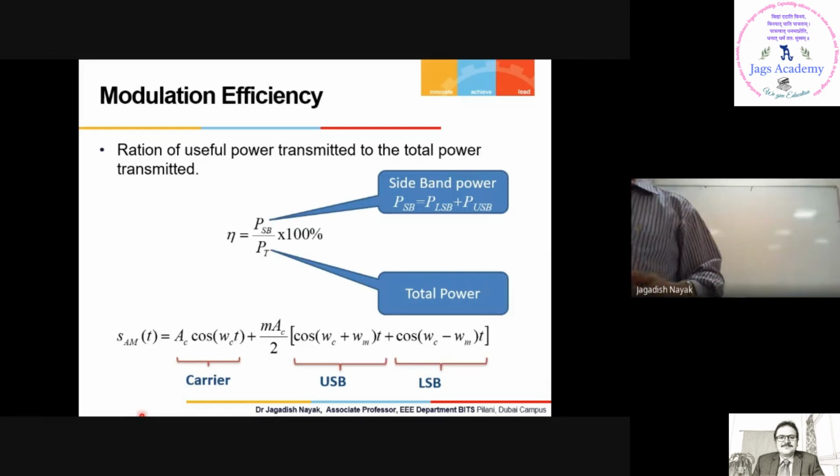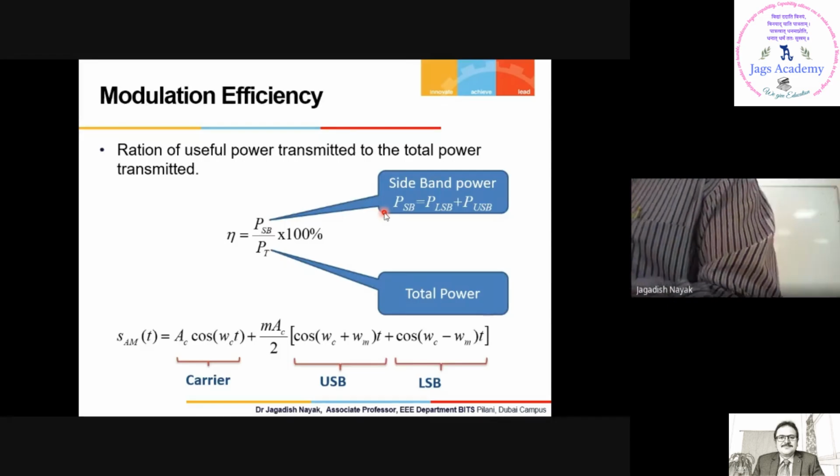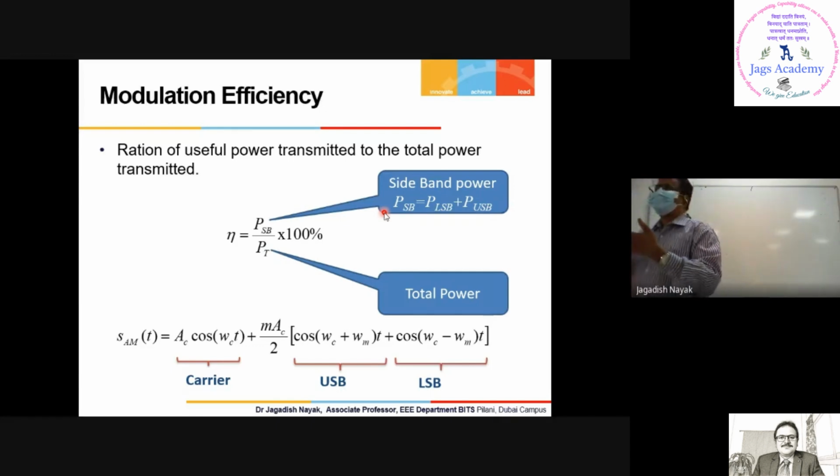Now, what is P suffix SB? P suffix SB is the power in the side band. It is the sum of the power in the lower side band plus power in the upper side band. What is PT? PT is the total power. That is power in the carrier, plus power in the upper side band plus power in the lower side band. That's going to give efficiency. Now, how much is the efficiency? From where can we calculate this power? See the equation.